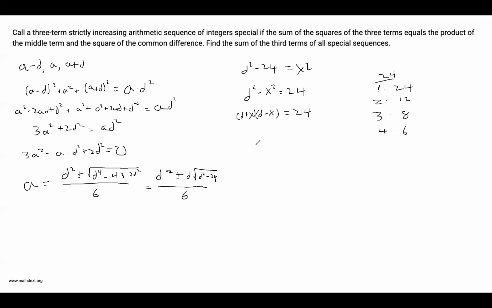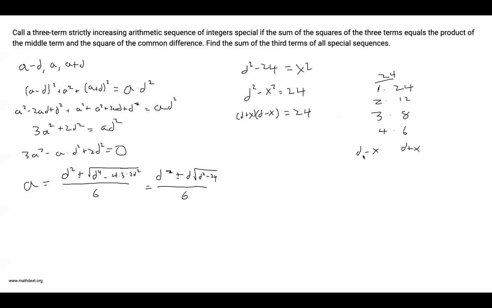Since d plus x should be greater than d minus x, we can assume x is positive in this case, because if x is negative, everything will work out the exact same way. So we assume d plus x is in this column and d minus x is in this column.